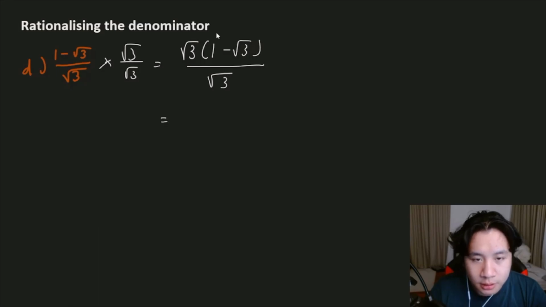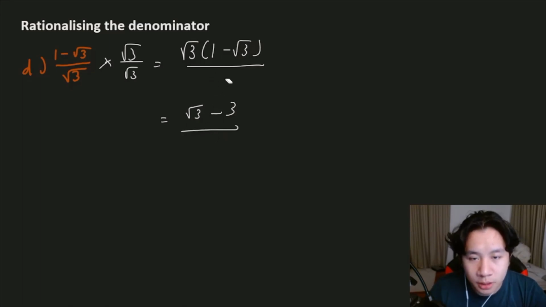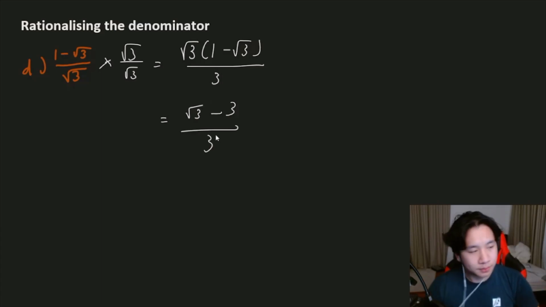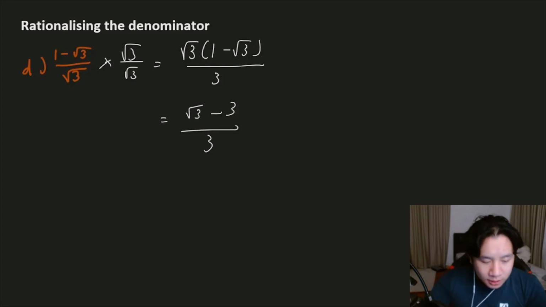Okay. And so you want to times root 3 with the 1 here. So that's root 3. Root 3 with the root 3. Sorry, negative root 3. And that's going to give you minus 3. Over. Oh, sorry. That denominator should not be root 3. That should be 3. Because root 3 times root 3 is 3. Okay. So that's our final answer. Alright, that's it for rationalizing the denominator.